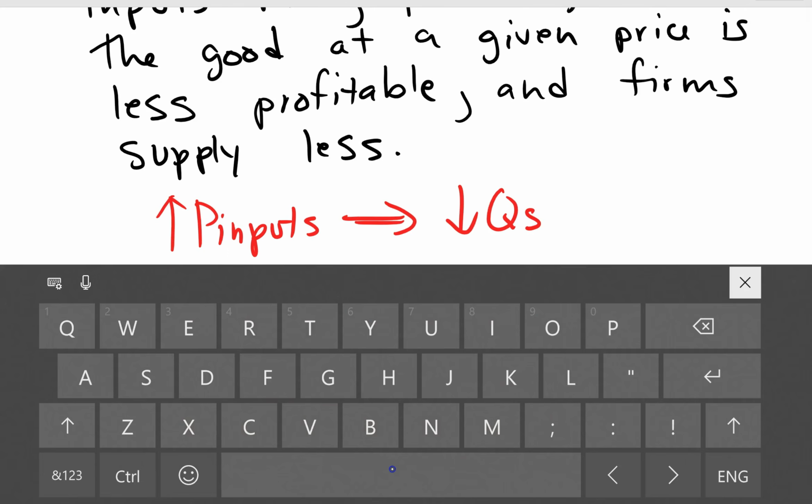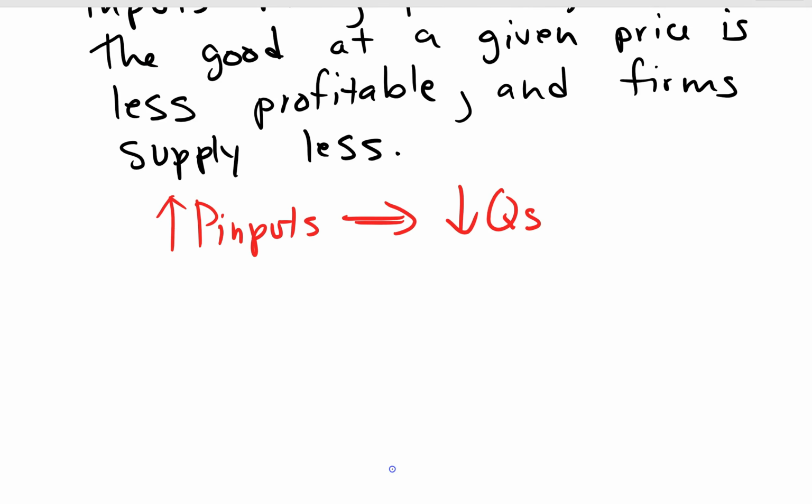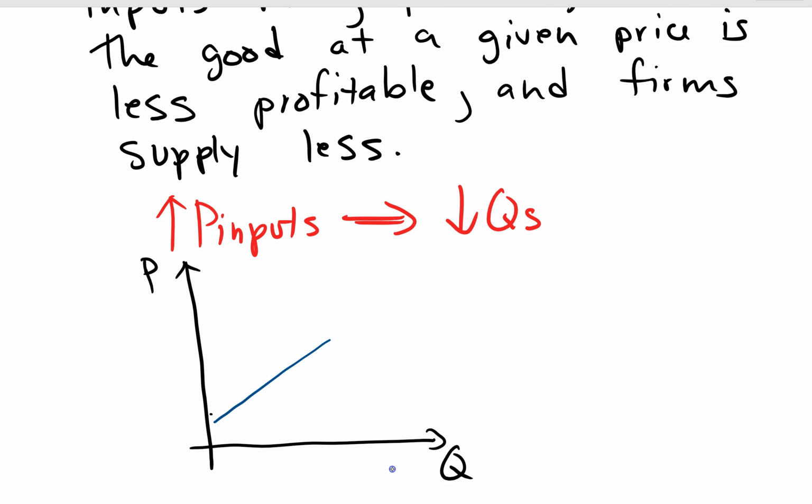And to see what this looks like on our graph, remember we put Q on the x-axis and P on the y-axis, and here's our supply curve. And so if our inputs went up, then this is going to decrease supply. So that would be our decreased supply.